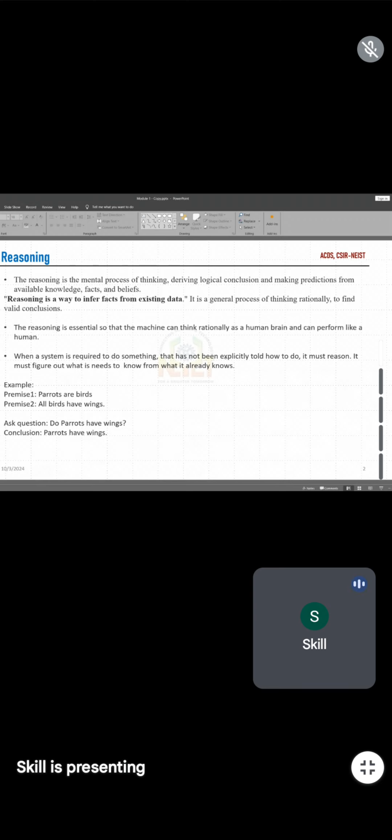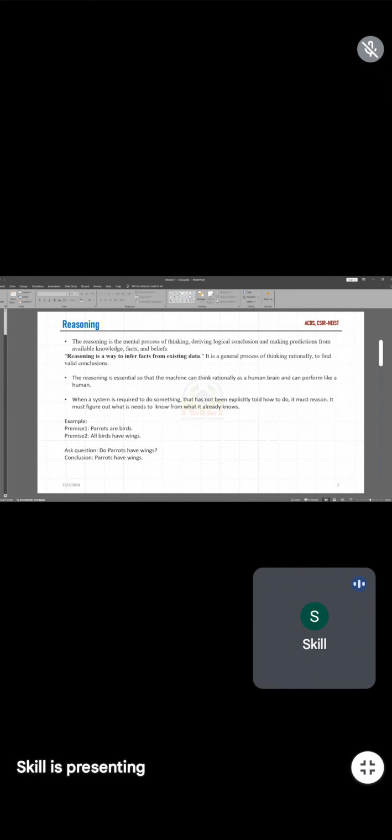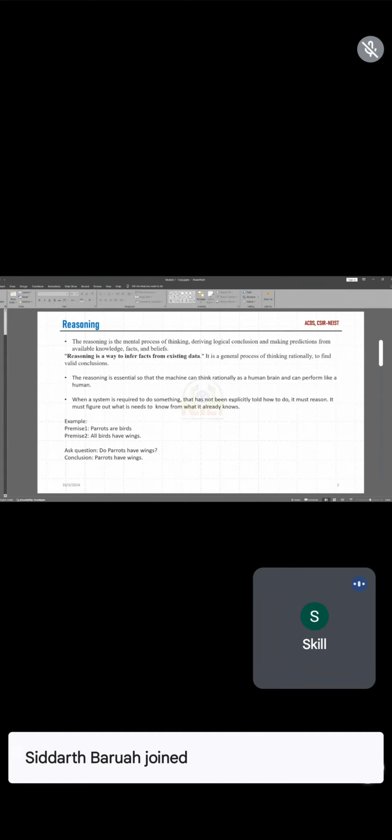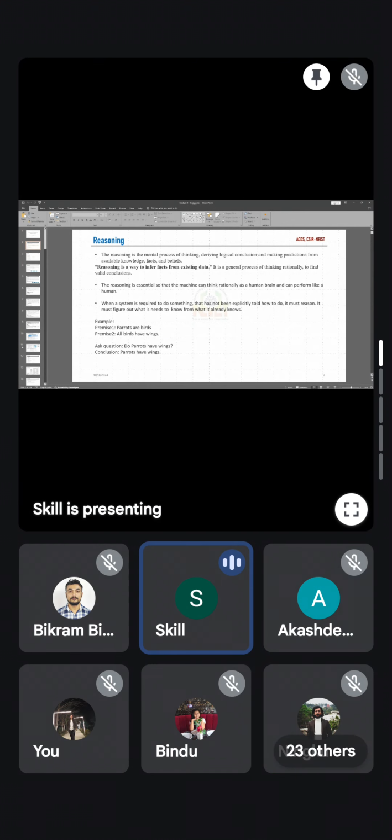So this type of reasoning we are applying in AI/ML. There are some applications of reasoning in AI/ML. First, natural language processing (NLP), where AI uses reasoning to understand context, infer meaning, and generate coherent responses in conversation systems. NLP is a subfield of AI where the interaction between computers and humans takes place through natural language.